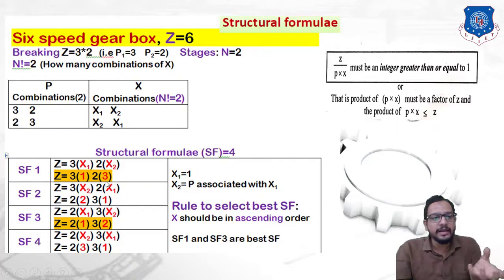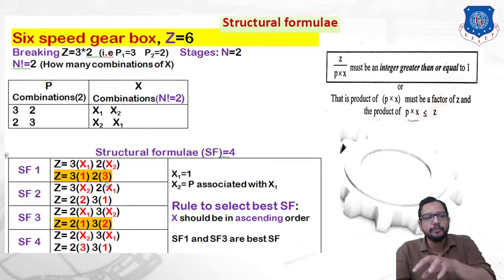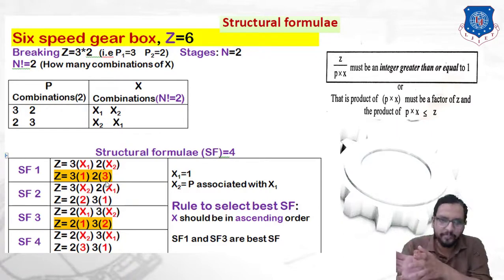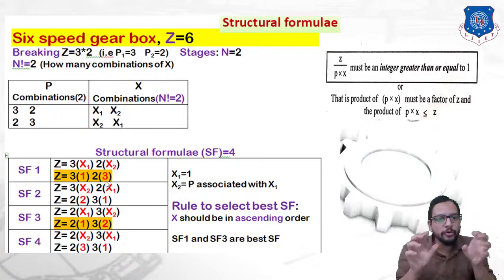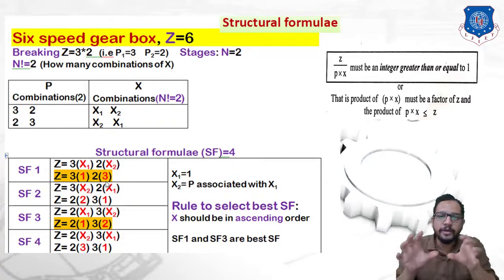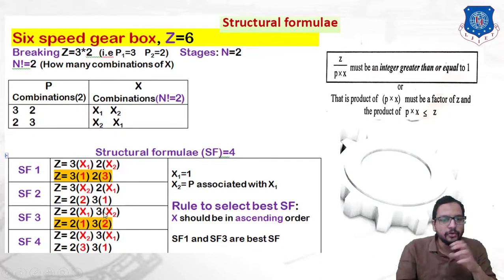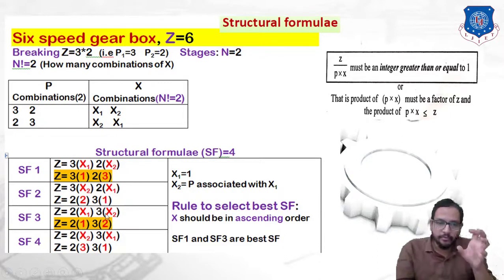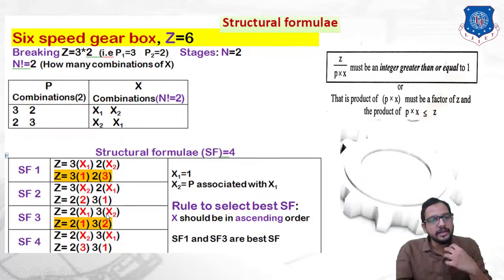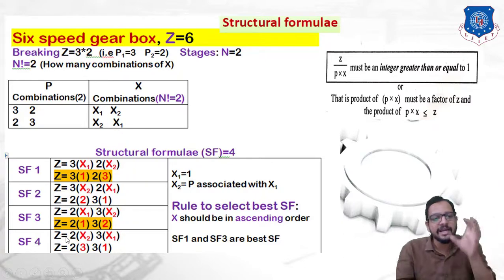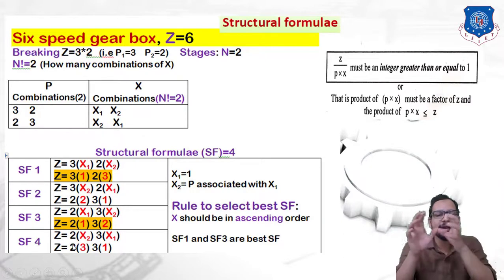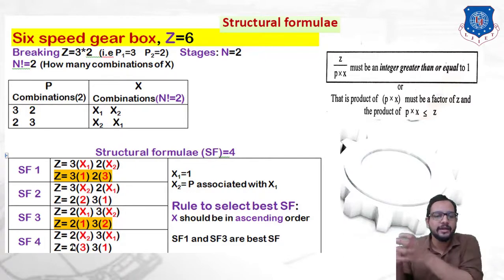Similarly, can I interchange the combination of p? So we can even write 2 into 3, right? When I take 2 into 3, again the combination of x would come into the picture. So 2 in a bracket x1 into 3 in a bracket x2. So this is one combination. Now similarly, can I interchange the value of x? So in a fourth case, z is going to become equal to 2 in a bracket x2 into 3 in a bracket x1.